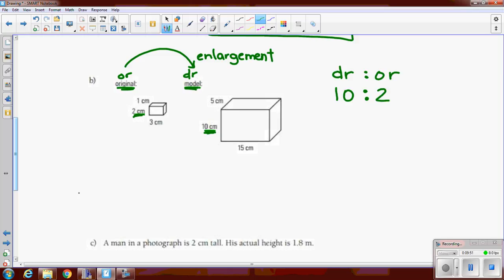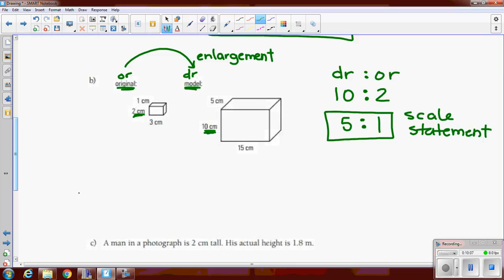So that's a scale statement, but we can reduce this by dividing each number by 2. So 10 divided by 2 is 5. 2 divided by 2 is 1. This would be my scale statement, which means if we try to interpret what we're actually saying here, on my drawing, anything that's 5 on my drawing is actually 1 on the original diagram. So we made our drawing bigger. Anything 5 is actually 1 on the original. So that's my scale statement.